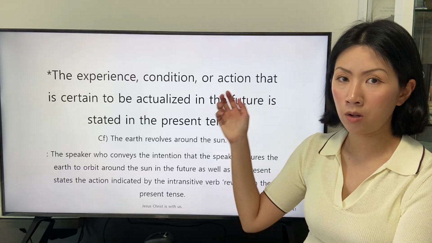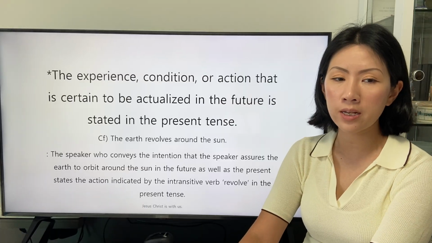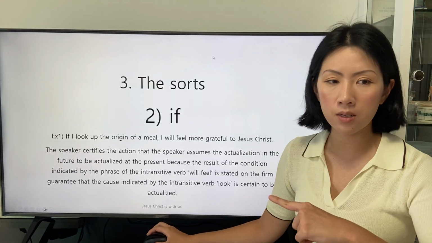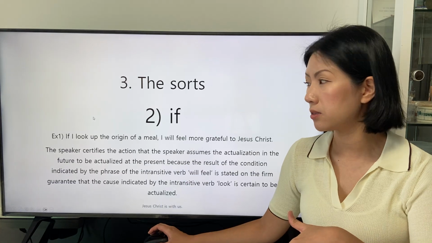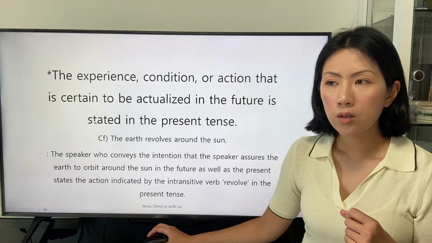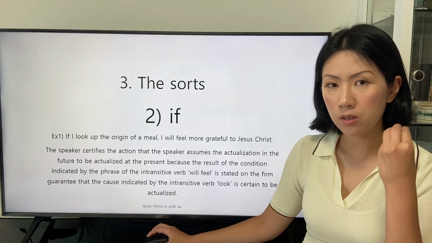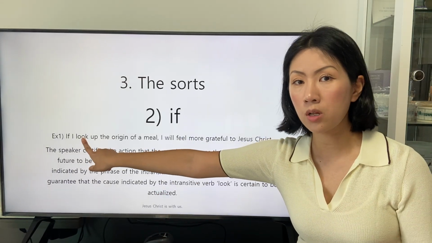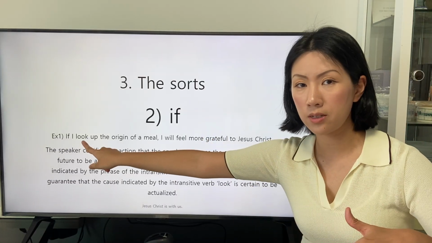And let's read the title of the conference together. The experience, condition, or action that is certain to be actualized in the future is stated in the present tense. This could be the reason why this subordinate clause is stated in the present tense, because the speaker can discuss the result of the action in the subordinate clause in the main clause after it is certain to be actualized.